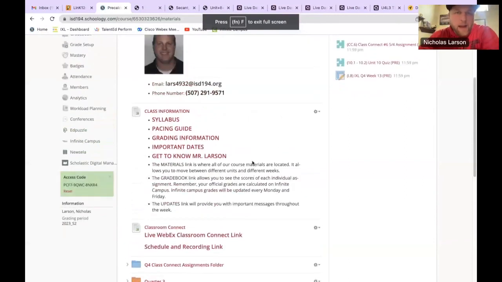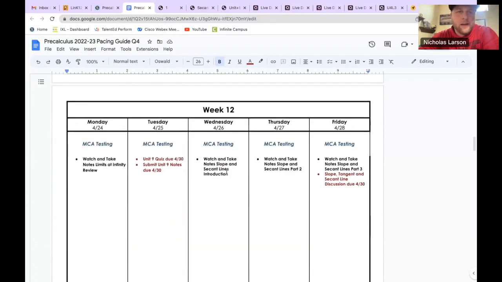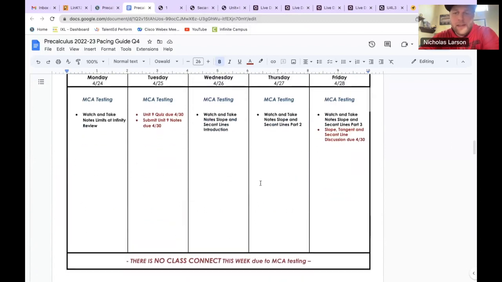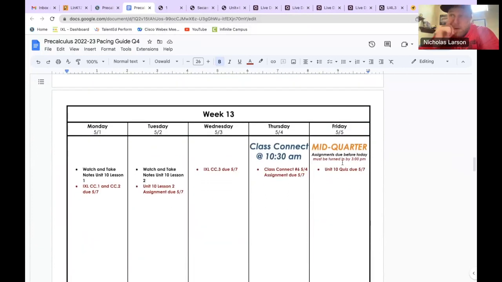As always, if you have questions about the pacing or you're not sure what to do, look at the pacing guide. Again, that's going to help you a lot working through this stuff. It is mid-quarter coming up. In my class for math, with Mr. Larson, it's okay if you turn in stuff after mid-quarter. I'll still take it. You'll still get points. Other teachers may be different, so make sure you check with that individual teacher to see what the deal is.